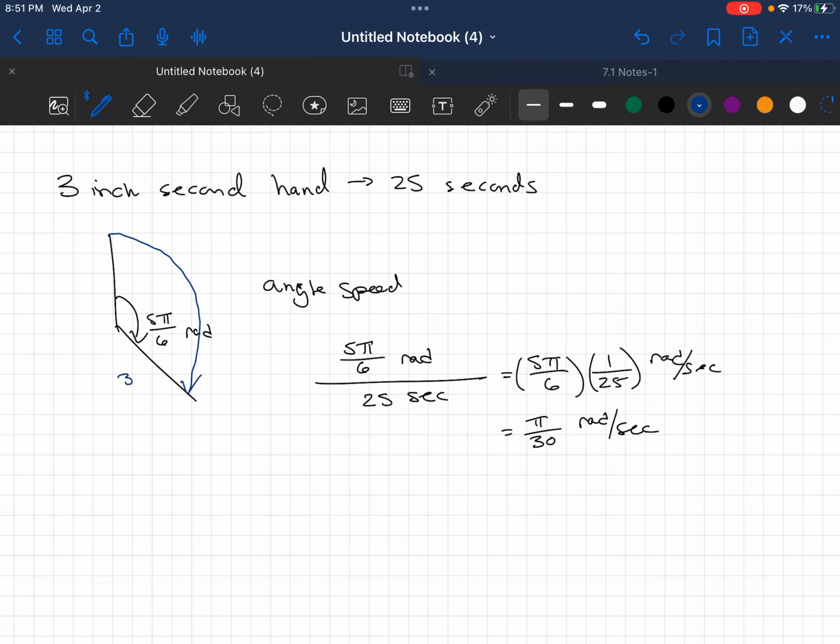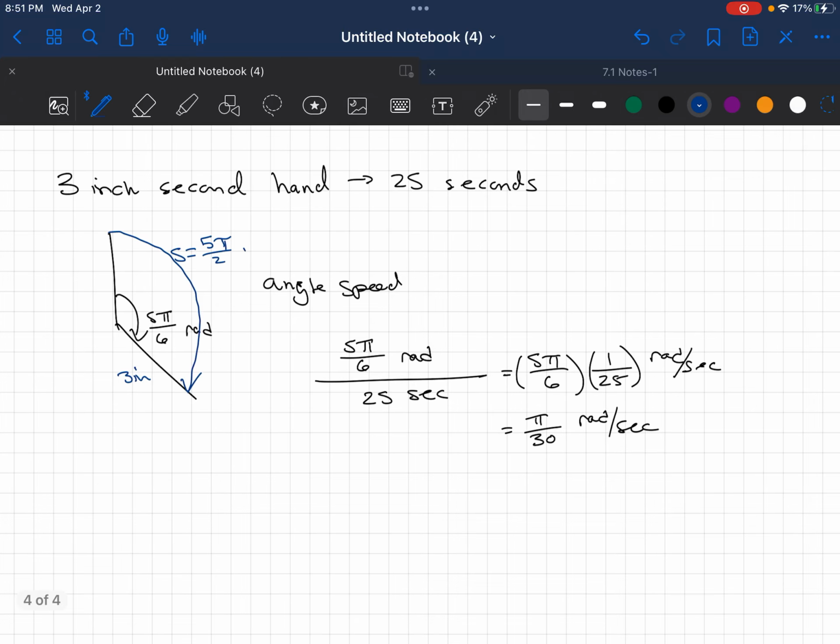The other thing we know is the arc length, the distance that it travels. Using the 3 inches that we know is the radius of the second hand, and the angle subtended of 5 pi over 6, we can calculate S is equal to 5 pi over 2 inches, which is about 7.8 inches. We check that to make sure that it makes sense, but we want to keep our values exact here.